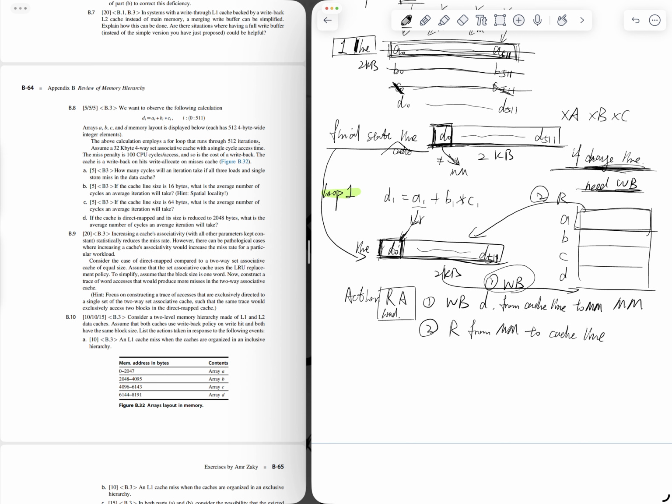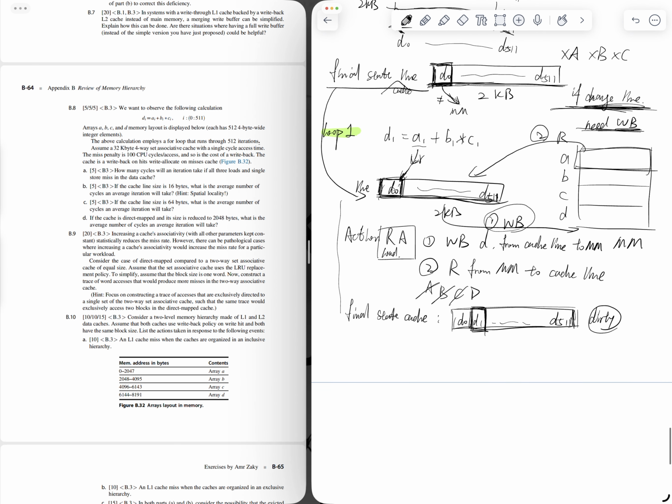And until the end, the final state of our cache line is the same, because we are having A and then replace it with B, then replace it with C, and then replace it with D. So we will have D0, D1, and so on, up to D511. And this time we will try to modify D1. So D1 is 30, or you can say the whole cache line is 30.